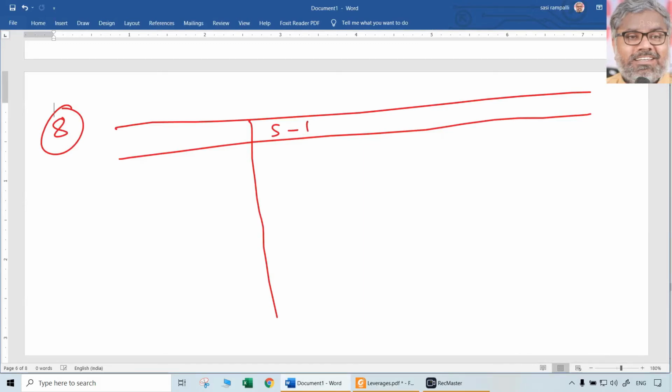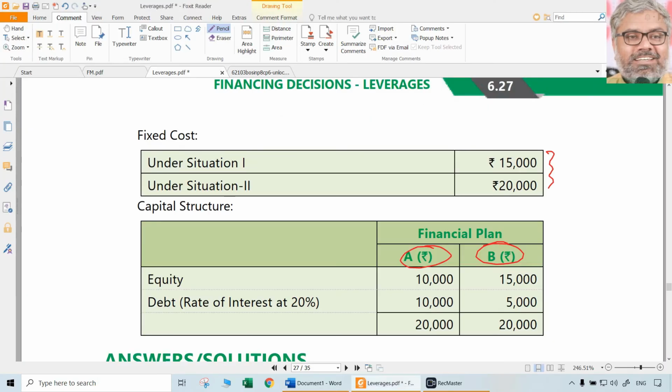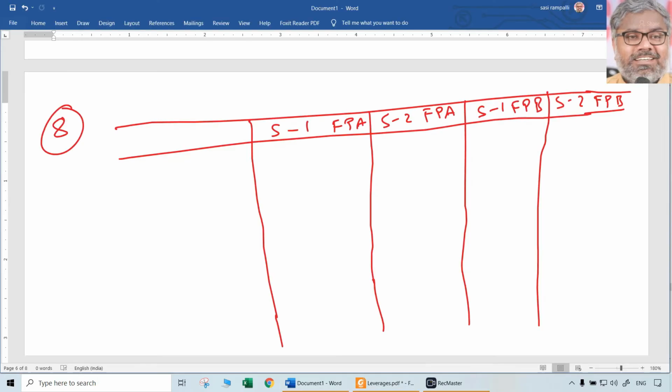Let us call this S1, financial plan A. Situation 2, financial plan A. A only. Then situation 1, financial plan B, and situation 2, financial plan B. 4 possible combinations are there in each of them. So one by one we have to link them.